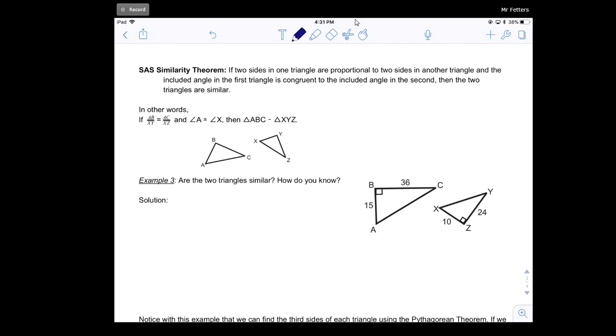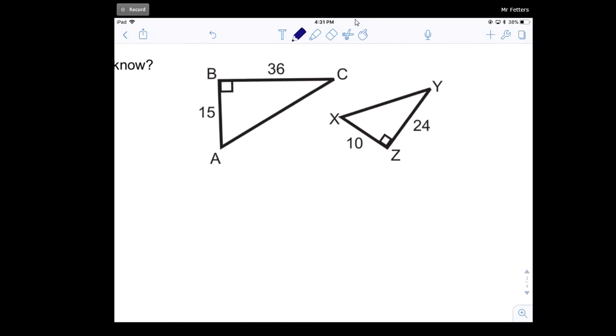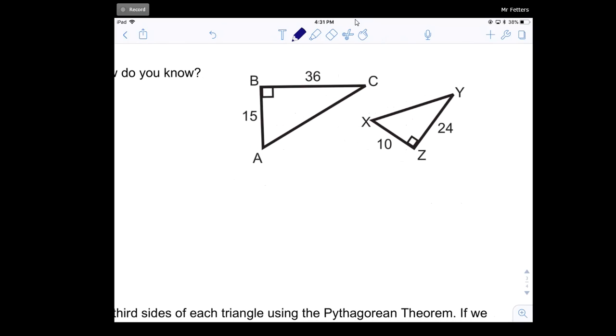So it says, for example 3, are the two triangles similar, and how do you know? So then I know that angle Z and angle B are congruent because they're both 90. But then the question is, are BC and YZ in the same proportion to AB and XZ? So I'm going to set up my proportions here. So I'm going to say 15 over 10.